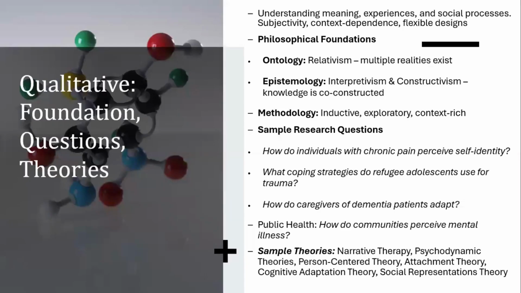So for qualitative methods, the focus is on meanings, experiences, and social processes. When we talked about quantitative, we said the focus is on objectivity, causal inference, generalizability, and all of that. For qualitative, the focus is to understand the meanings people give to what they go through, their experiences, and their social processes. So here, subjectivity is important. Context dependence, and also flexibility in the design.